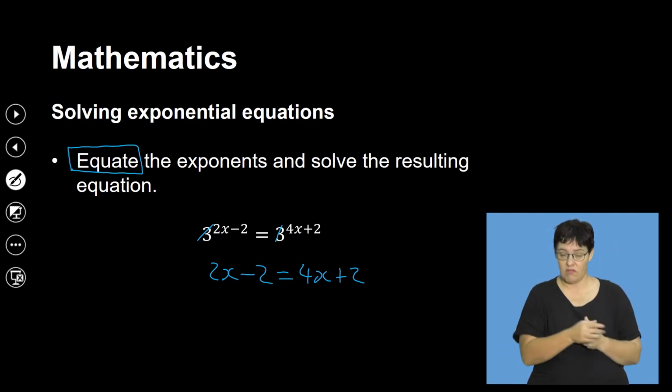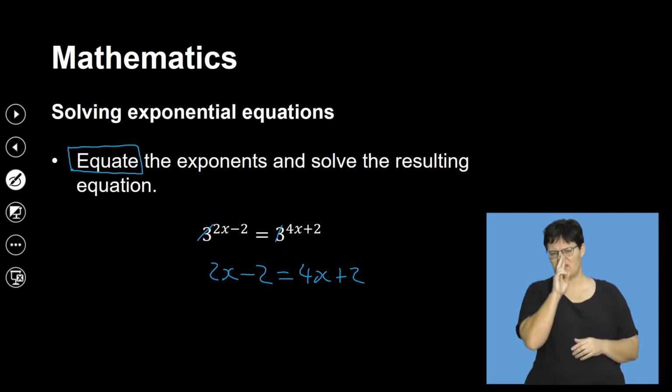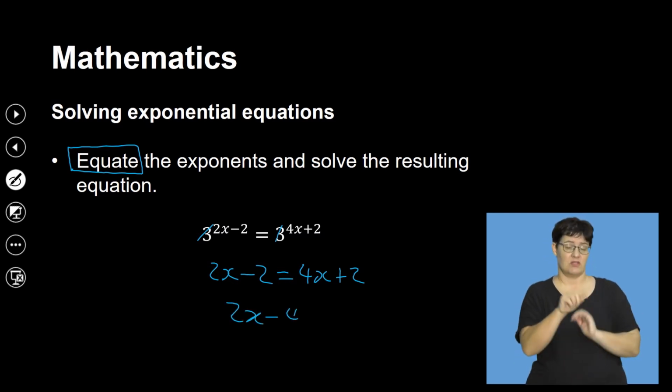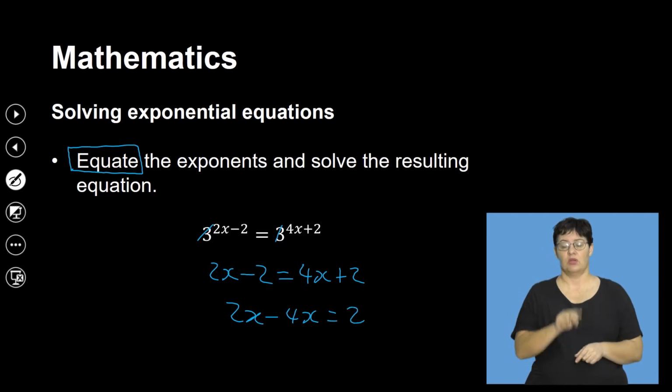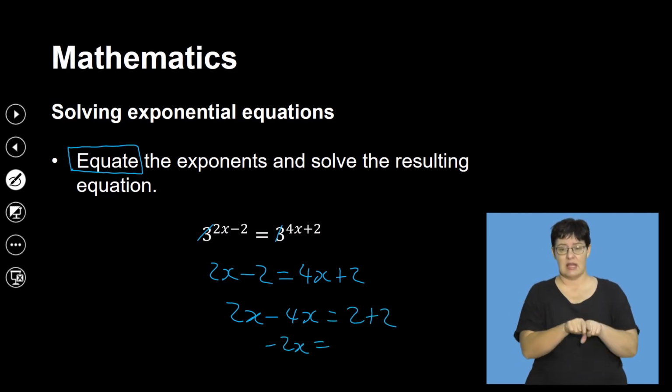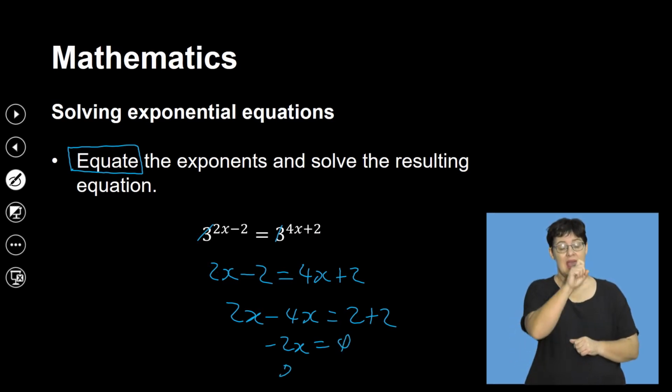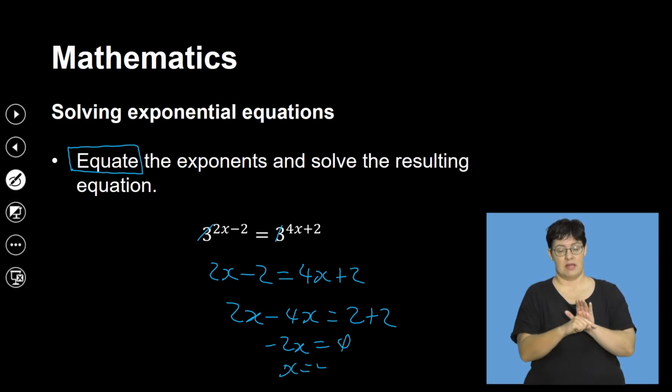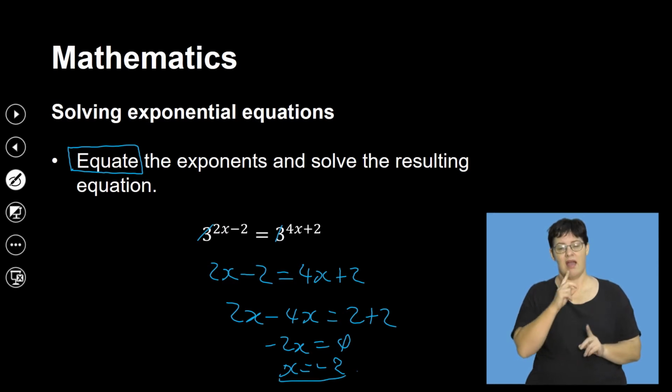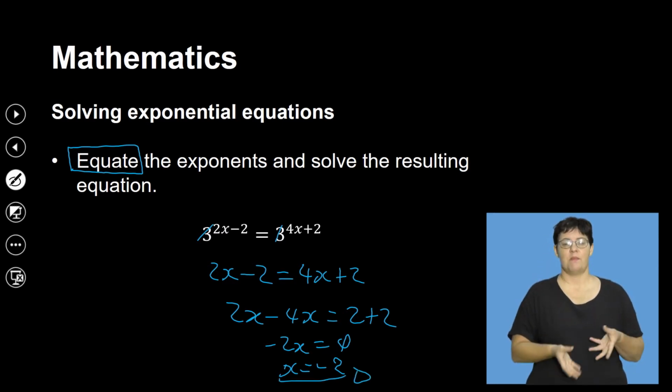If you solve this using your normal algebra, it will be 2x minus 4x is equal to 2 plus 2, which is negative 2x equals 4, and then I will have x is equal to negative 2 as my final answer there. And that's what you will therefore need to do there.